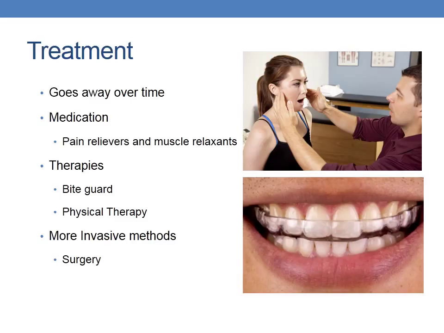Some therapies that are used include bite guards. These are also called oral splints, and these are either soft or firm devices that patients insert over their teeth. Physical therapy would help teach patients how to exercise and strengthen their jaw muscles. And if these methods aren't working, there are more invasive methods, and these include injections of steroids into the TMJ or surgery to repair the joint.